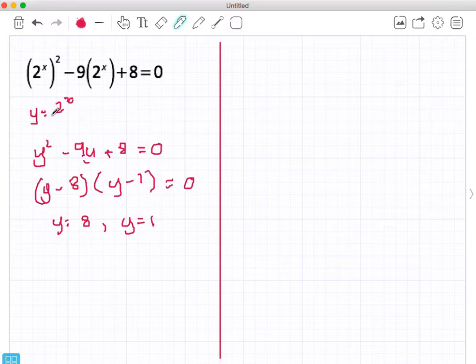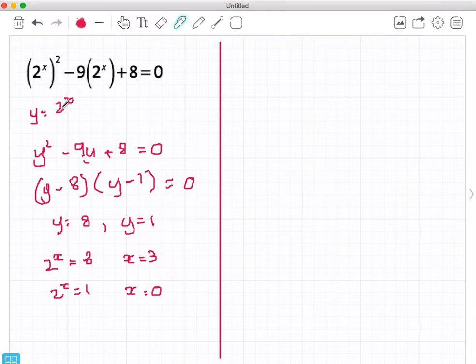And because y equals 2 to the power of x, 2 to the power of x equals 8. We don't need a calculator for this. x will be 3. And 2 to the power of x equals 1, and again, I don't need a calculator. I can make it equal to 0.